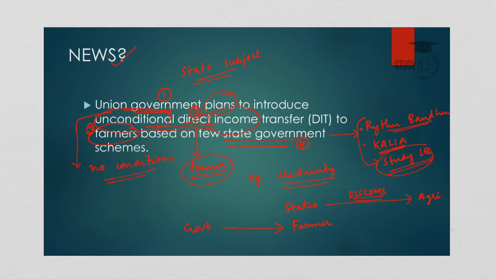These both are direct income transfer schemes adopted by different state governments. Rythu Bandhu in Telangana and KALIA scheme is adopted by the Odisha state government. Both of these aim to support the farmers or the agricultural sector in the state to avail the benefits of direct income transfer. So this is the current affair, and based on this, let us analyze what were the takeaways or what were the positive outcomes of such direct income transfers adopted by different state governments.